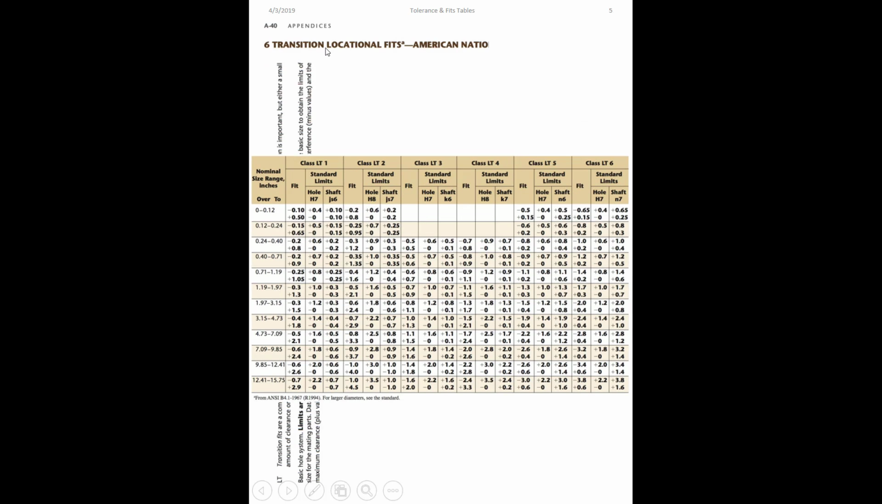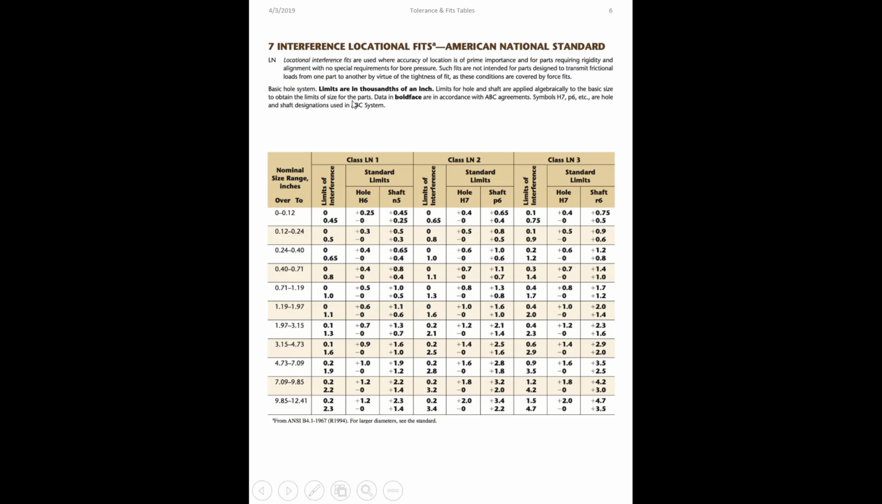The next one is transition locational fits. If you see LT, it means transition locational fits. Once again, the first column is the nominal size, and here are the tolerances. The next one is interference fits, where you're going to have a big shaft and a little hole. This is the nominal size, and all the corresponding tolerances are in the middle, and they're all in thousandths of an inch.